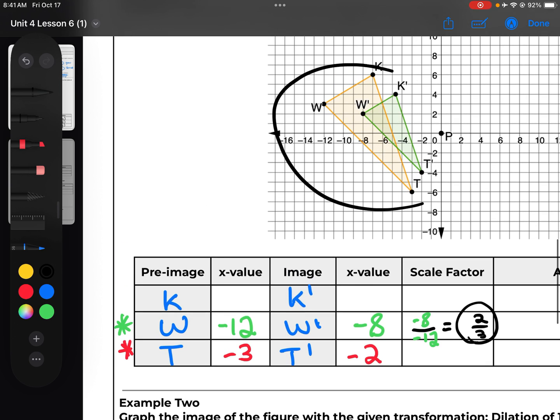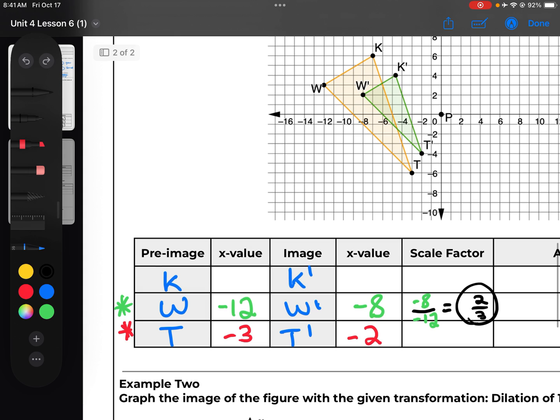Now 2/3 is a fraction of a whole number, which means that it is smaller. You can easily see that with the dilation. The orange figure, which is the pre-image, became smaller with the image, okay? We're gonna do the same thing. The new figure down here is -2, divided by the old figure, -3, and we're gonna find that the scale factor once again simplifies to 2/3. You can't have a negative on the top and the bottom of a fraction, so you have to simplify it.